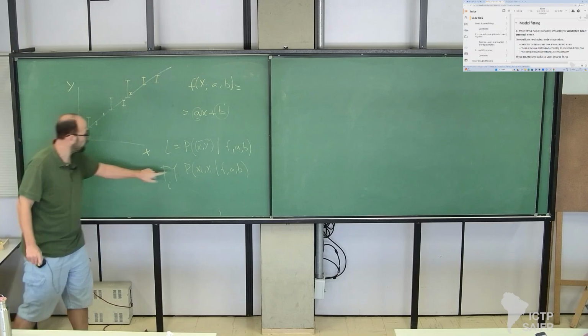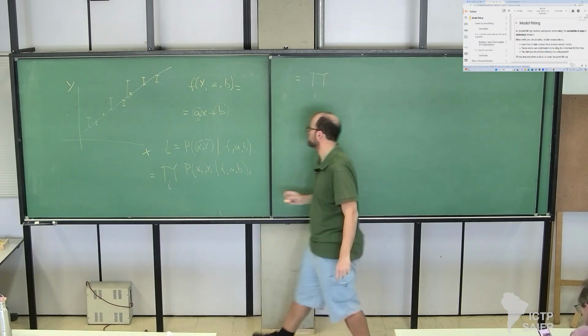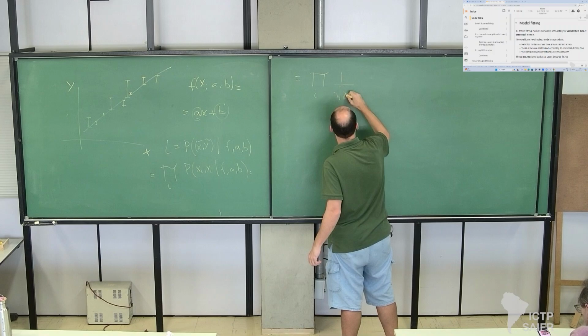So what is the probability of observing one point here? I told you that this is a normal distribution, so there's a normal assumption. Normal assumption means that this function here is a Gaussian. What is the expression for a normal distribution? Something like this: 1 over square root of 2 pi times sigma, multiplied by the exponential of what?